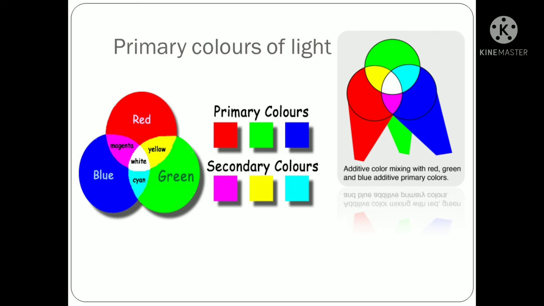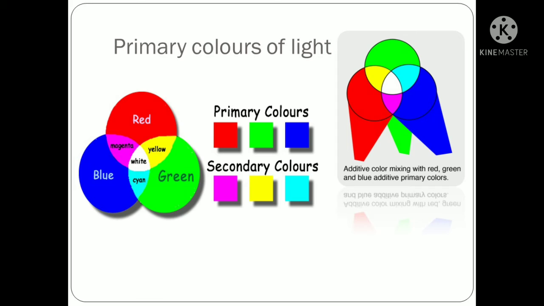Now let's see, some colors are there. The primary colors are red, blue, and green. What happens when red and blue are mixed? When red and blue are mixed, we get a magenta color, like a very deep pink.